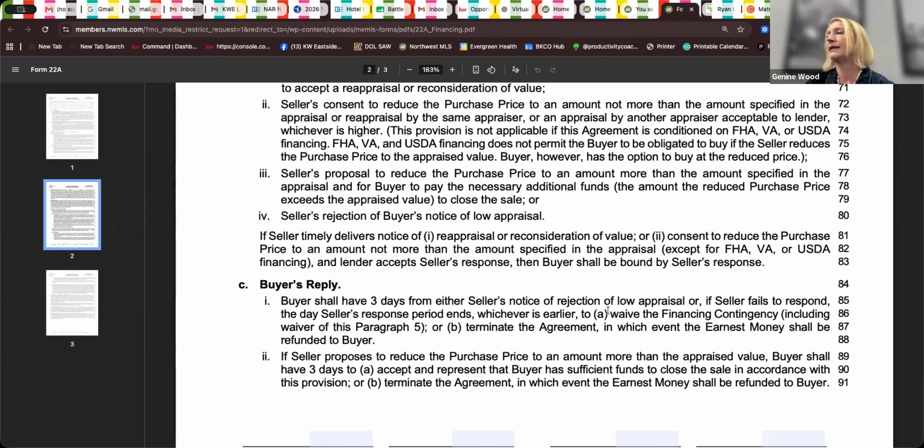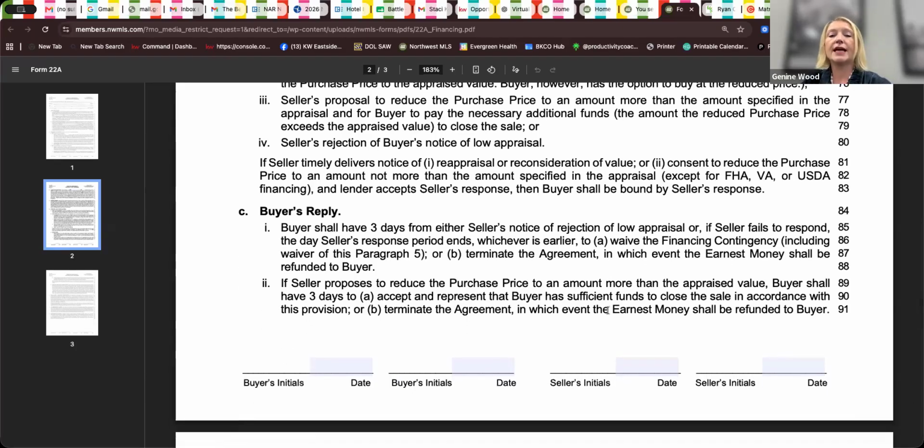VA, FHA, USDA does not have to accept that. They can accept it, or they can terminate and get their earnest money back. The buyer shall have 3 days from either the seller's notice of rejection or low appraisal, if the seller fails to respond, the day the seller's response period ends, whichever is earlier, to A, waive the financing contingency, or B, terminate the agreement, in which event the earnest money shall be refunded to the buyer.